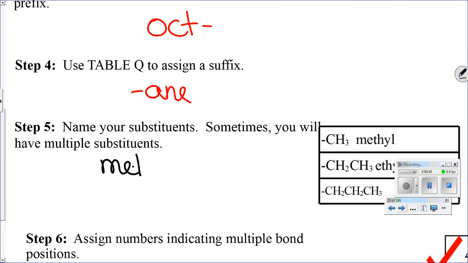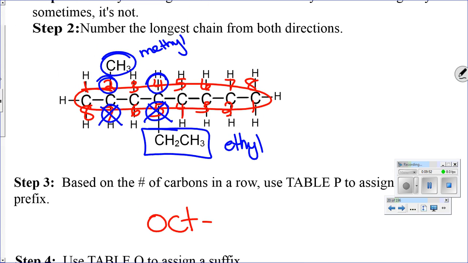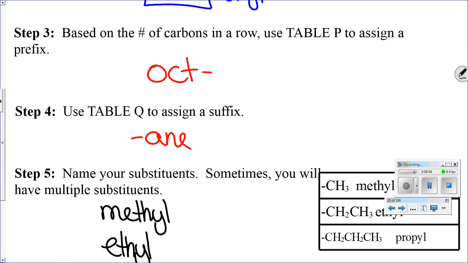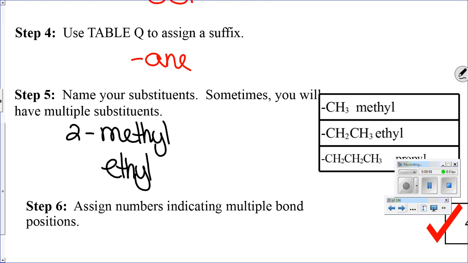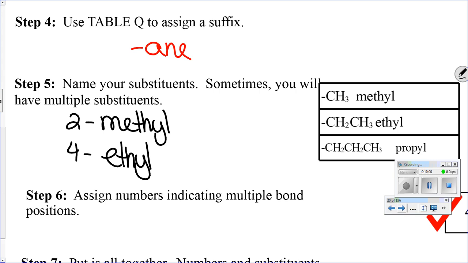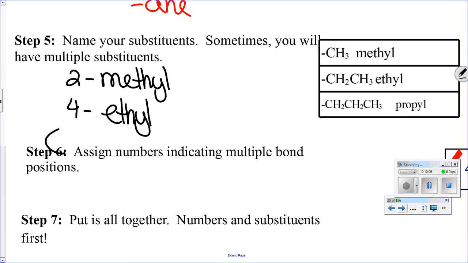So we have a methyl group, and we have an ethyl group. Now our methyl group is on carbon 2. Our ethyl group is on carbon 4. They do have to have the appropriate numbers with them, and you'll see why when you start drawing these. So I already took care of my numbers up there. Now I'm going to put this together.